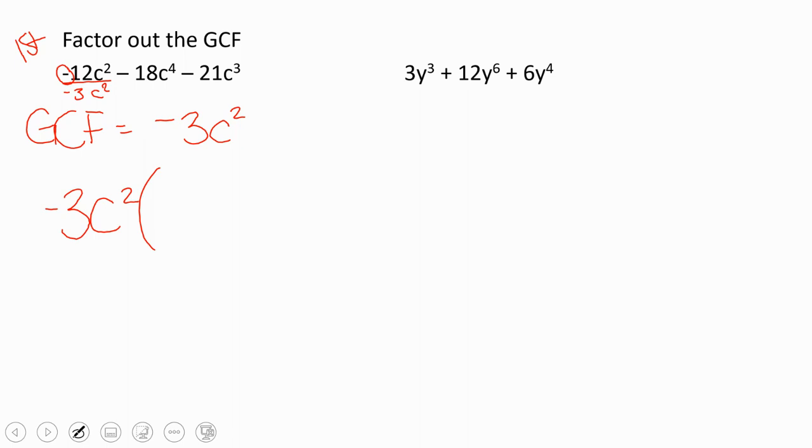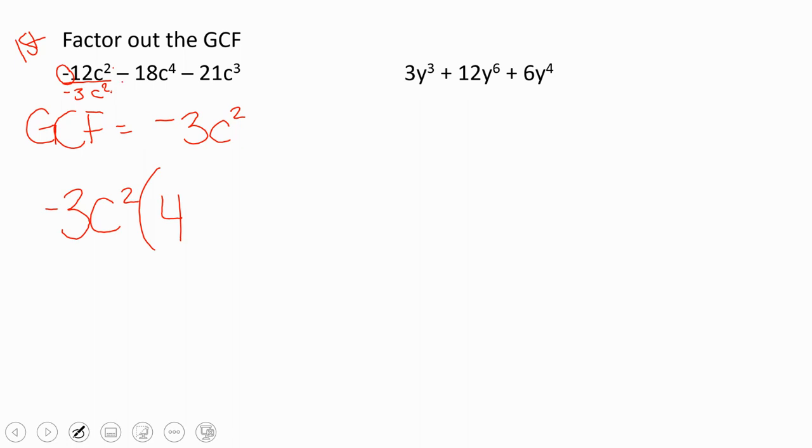So 12 divided by 3 is 4. Now, remember, whenever you're dividing algebraic terms, you subtract the exponents. So when we do c squared divided by c squared, 2 minus 2 is 0. So that gets rid of the variable. Okay, c squared divided by c squared is just 1. So that totally gets rid of the variable in that term.